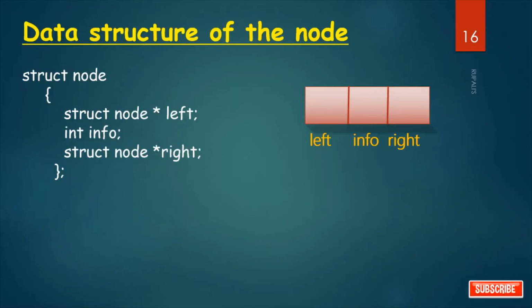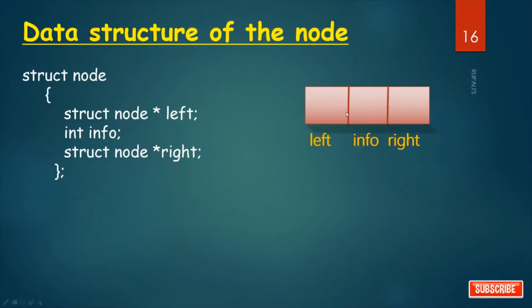So what will be the data structure of the node? This is the data structure of the node. You have to write the keyword struct, then the structure name is node. There are 3 fields. One is struct node star left, which can hold the address of another node of struct node type. Right also can hold the address of another node and there is one info that may be character, that may be integer.